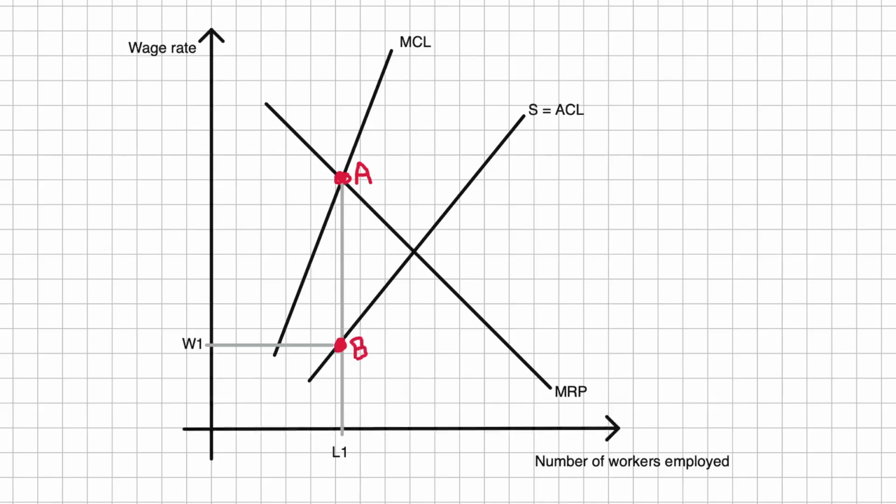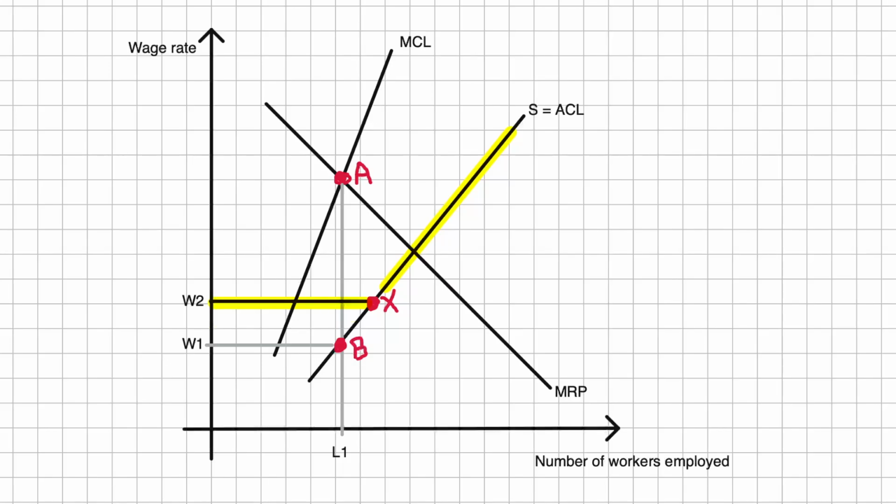Now the trade union enters the labour market and sets a minimum wage of W2. This immediately changes the labour supply curve. Instead of rising smoothly, it becomes kinked. This line here labelled W2XS. Up to L2, workers are willing to supply labour at exactly W2. Beyond L2, the firm would have to raise wages further to attract more workers. So this kinked line is now both the labour supply curve and the average cost of labour, ACL.